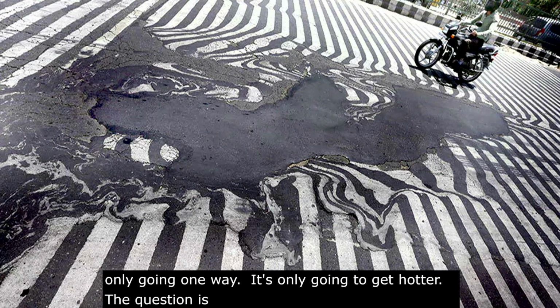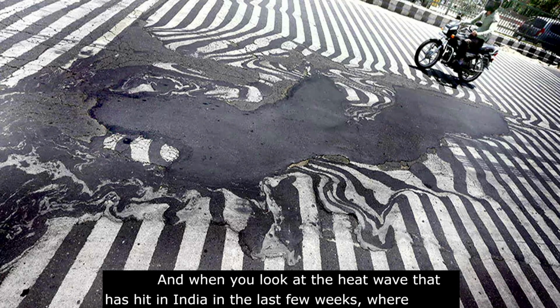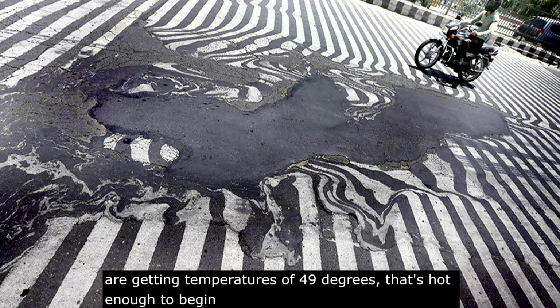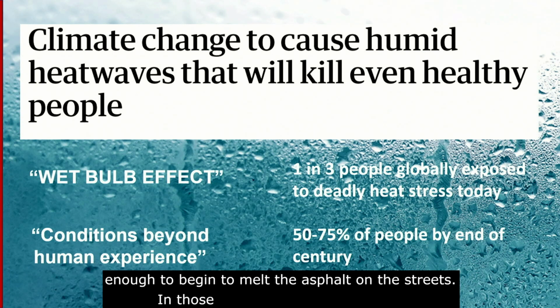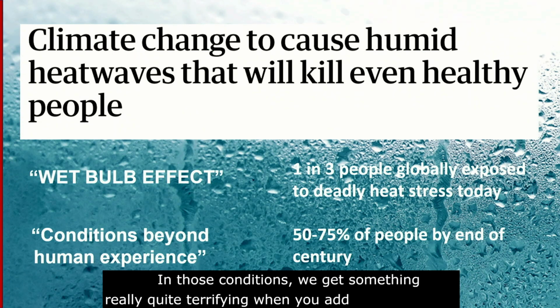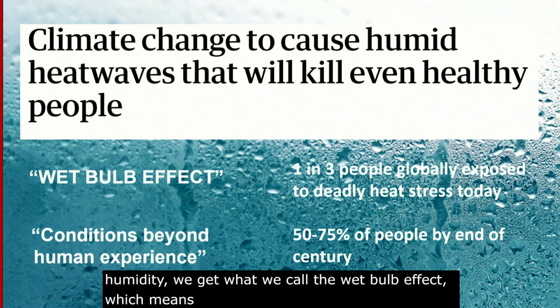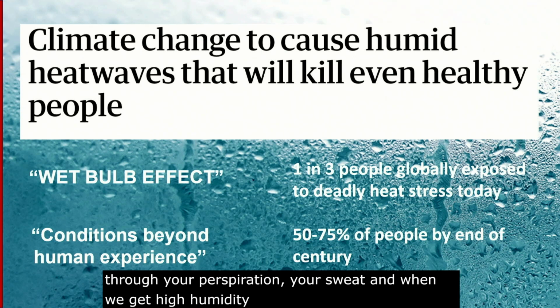And when you look at the heat wave that has hit in India in the last few weeks, where we're getting temperatures of 49 degrees, that's hot enough to begin to melt the asphalt on the streets. In those conditions, we get something really quite terrifying. When you add in 100% humidity, we get what they call the wet bulb effect, which means the way that you cool down is through your perspiration, your sweat. And when we get high humidity and high temperature, your sweat doesn't evaporate, and healthy people die in the shade.